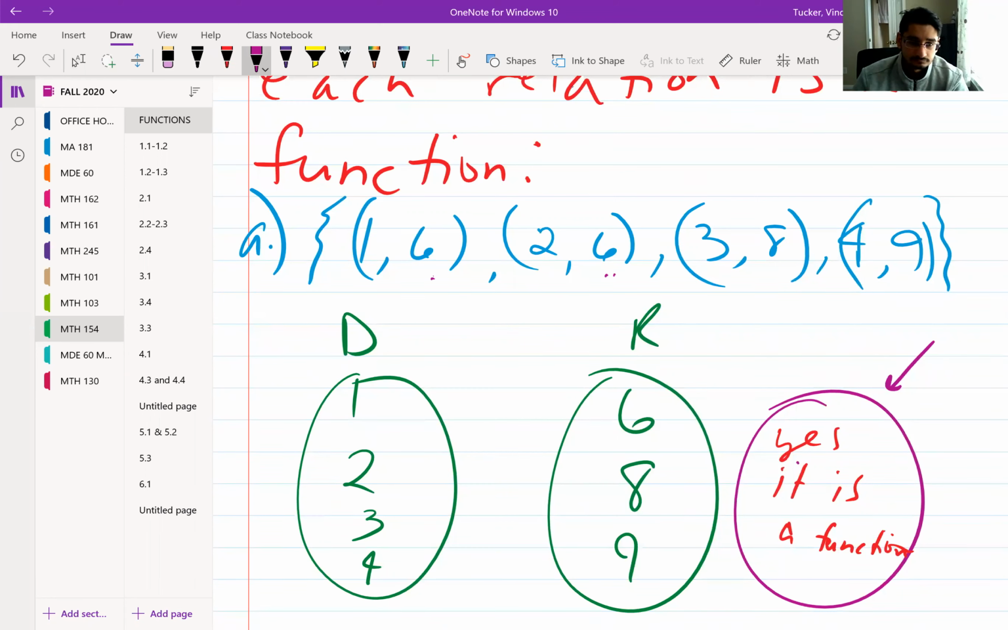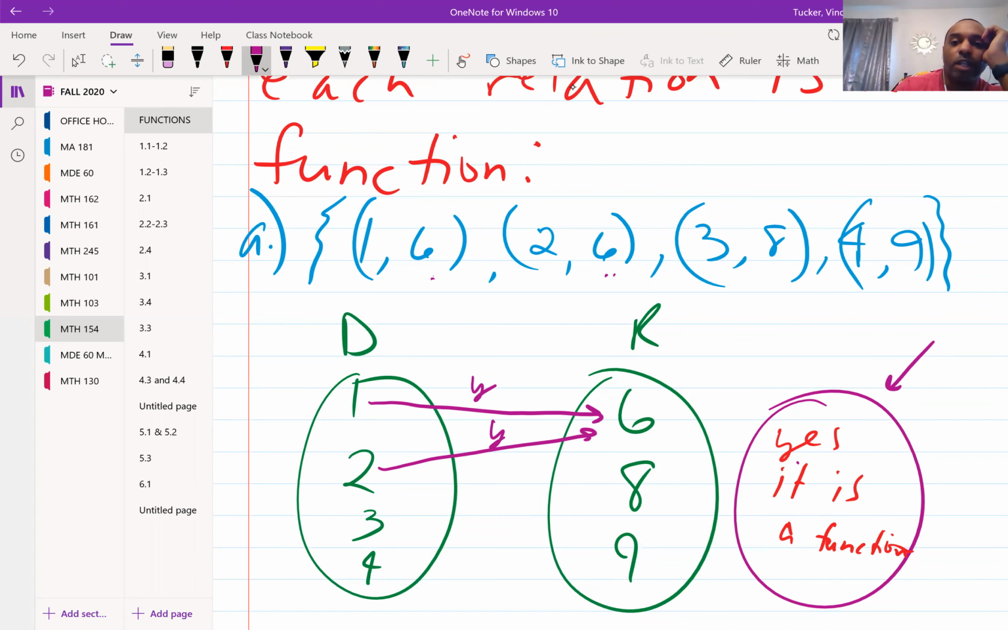So you look at each domain value individually and ask the question, is it going to just one value? So is 1 going to just one value? The answer is yes. Is 2 going to one value? The answer is yes. Even though it's going to the same one that 1 went to, it's still only going to one value. Is 3 going to one value? The answer is yes. And 4, the answer is yes as well. So each one of those values are going to one value in the range. So that's why it is a function.